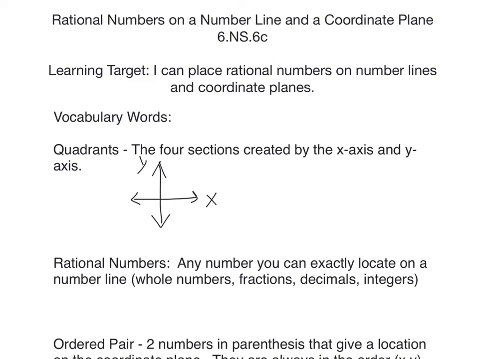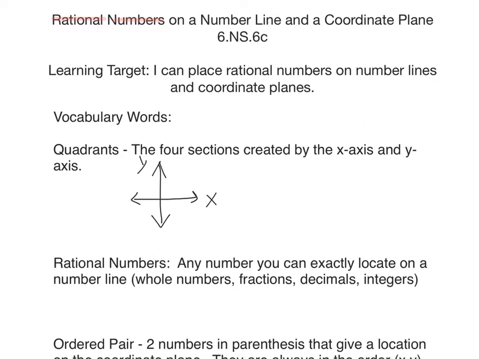Guess what? If you guessed that we were going to do another lesson, then you are correct. Today's lesson is on rational numbers, putting them on a number line and on a coordinate plane.